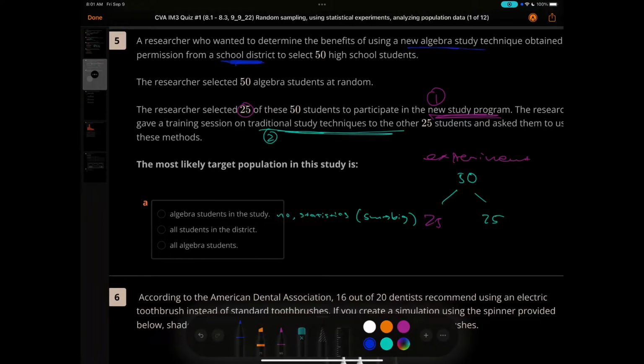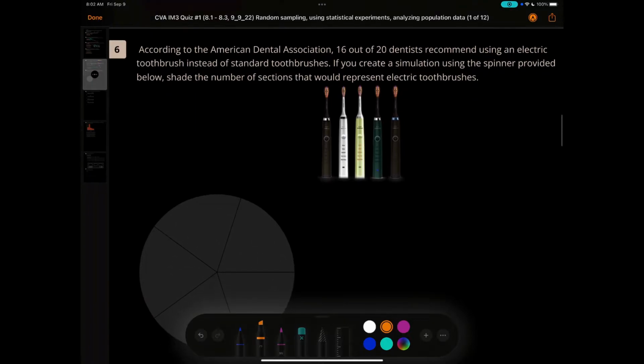Because if I chose just the 50 students, that's not what I'm after. I'm trying to think of something bigger. That's the point of statistics, going from small to big. The answer is all the algebra students in the district. I want to talk about those 50, so that helps me make decisions for all the algebra students in the district.